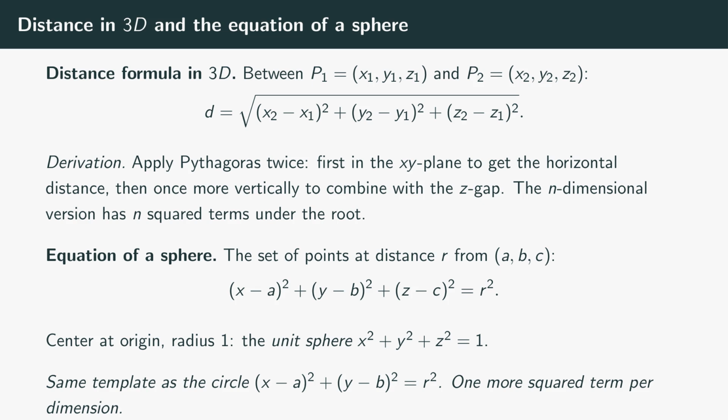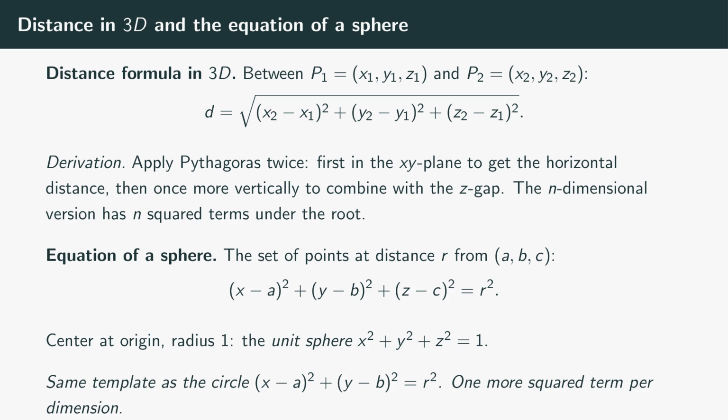First, in the floor, the horizontal separation between the projections of the 2 points is the square root of (x2 minus x1) squared plus (y2 minus y1) squared. That's the regular 2D formula. Then combine that horizontal distance with the vertical gap z2 minus z1 using Pythagoras again. They form a right triangle with the true 3D distance as the hypotenuse. Square the horizontal distance, add (z2 minus z1) squared, take the square root. Out pops the 3-term formula.